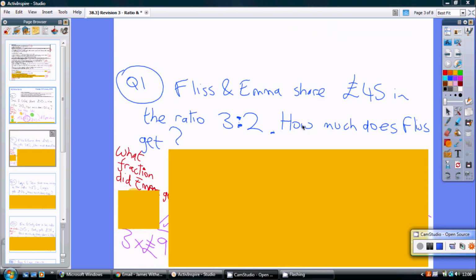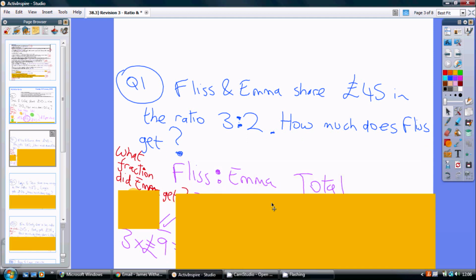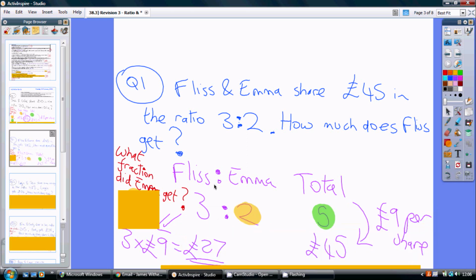So here's another question. Fliss and Emma share £45 in the ratio 3:2. How much does Fliss get? So pause the video. So very similar to the one that we did as an example. Fliss to Emma 3:2. So that's 5 shares in total. £45 is the total amount. So £45 divided by 5 means £9 per share. How much does Fliss get? Well, she's got 3 shares, 3 lots of 9 is £27.